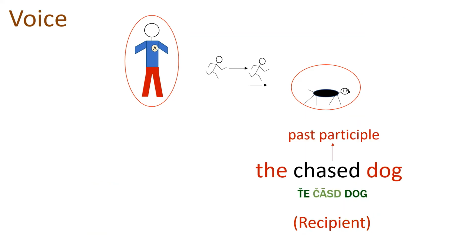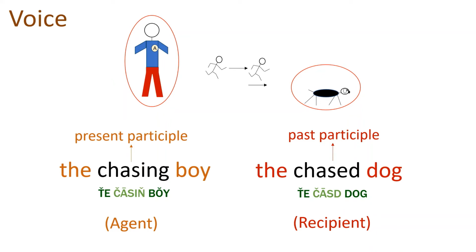We can use the past participle as an adjective. When used as an adjective, we are describing the noun as the recipient of the verb. Hence, the chased dog is a dog that is or was at one time chased. Compare this to when the present participle is used as an adjective. When the present participle is used as an adjective, it describes the noun as the agent. Hence, the chasing boy is the boy that is actually doing the chasing.